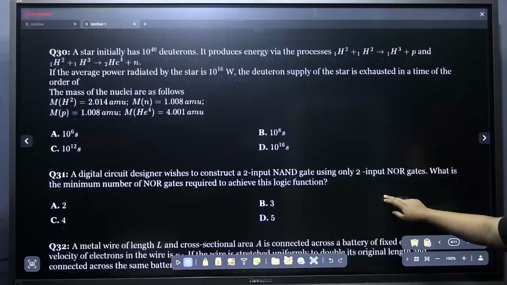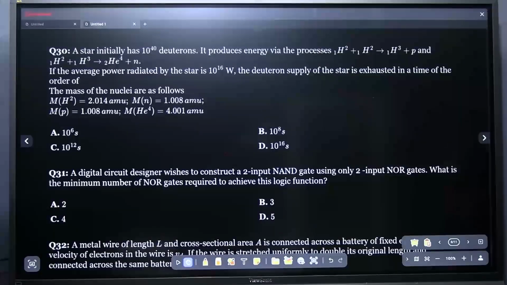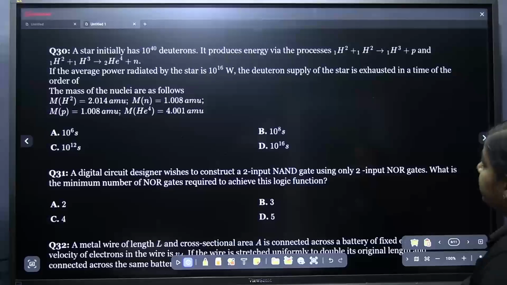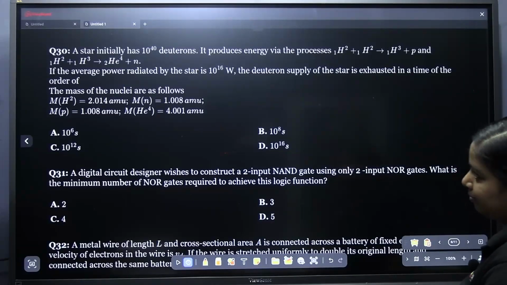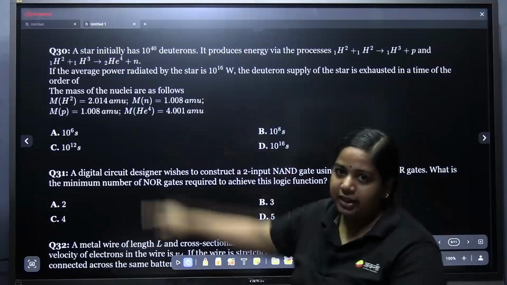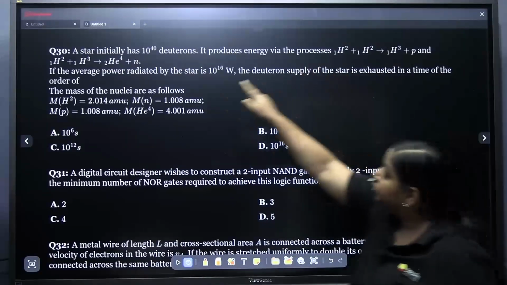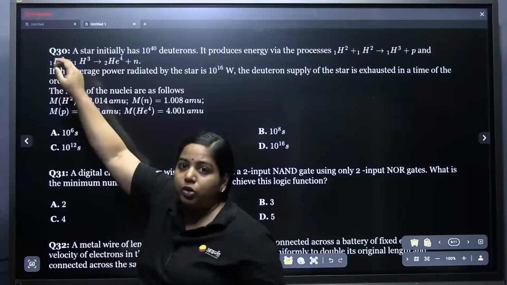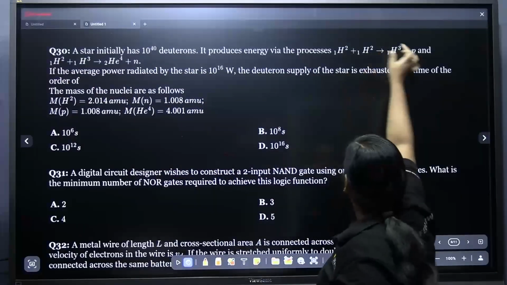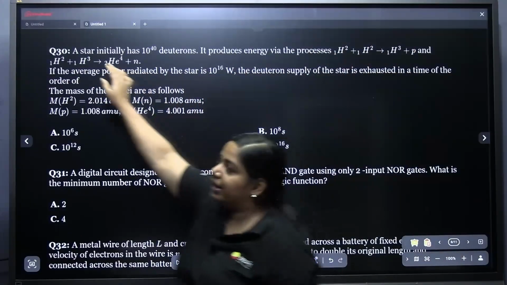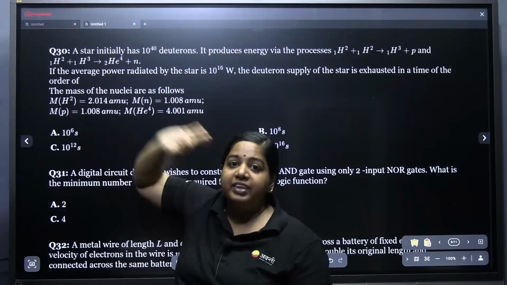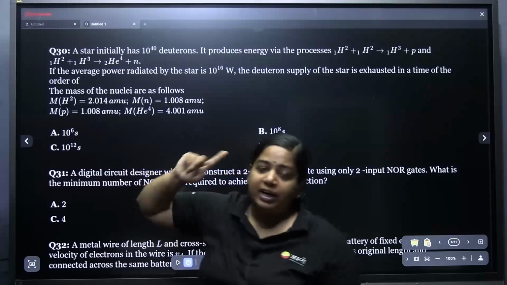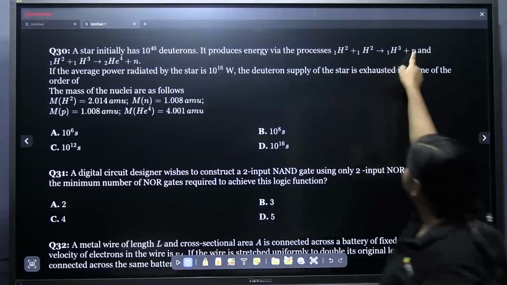A star initially has 10 to the power 40 deuterons. It produces energy via this process. If the average power radiated is 10 to the power 16 watt, the deuteron supply of the star is exhausted in a time of the order of what? Okay, so all the values are given. In this reaction, if you see how many deuterons are being used, 1, 2, 3. Total 3 deuterons. The product tritium is directly taken here, so we don't have to consider that. 3 deuterons produce 1 helium plus neutron plus a proton.